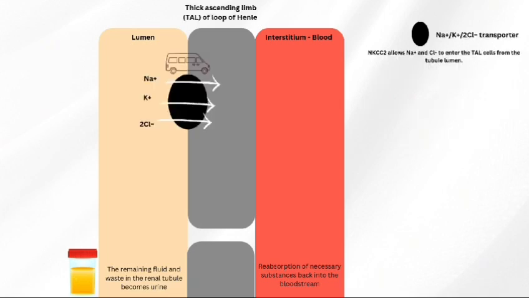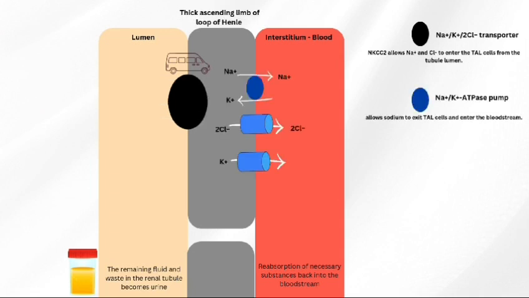Normally, sodium enters the thick ascending limb cells through the sodium-potassium-chloride cotransporter, located on the apical membrane. This transporter moves one sodium ion, one potassium ion, and two chloride ions from the tubular lumen into the cell. On the basolateral membrane, the sodium-potassium ATPase pump is the primary pathway for sodium to exit the thick ascending limb cells and enter the bloodstream.